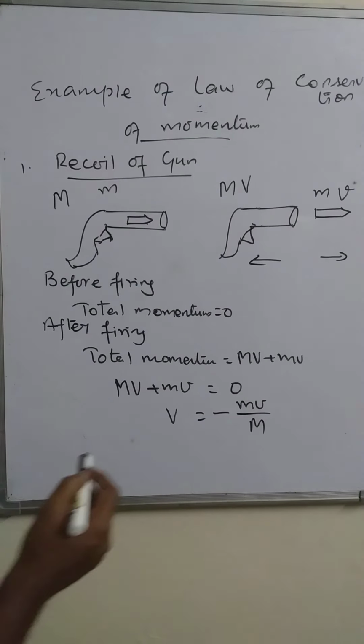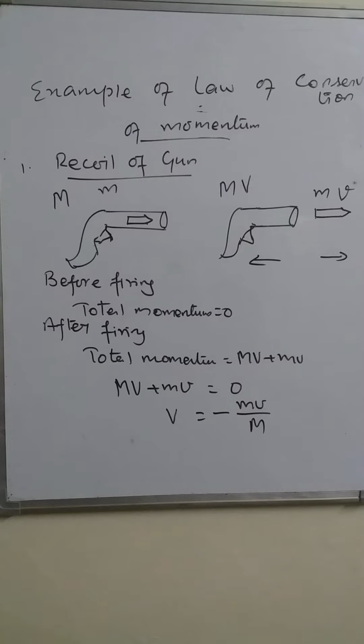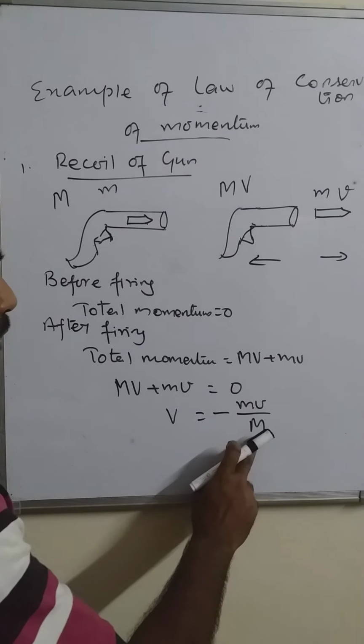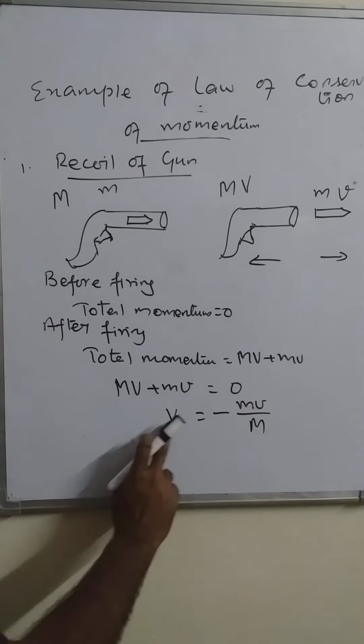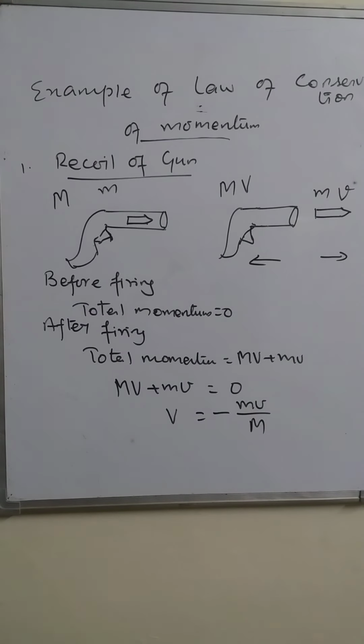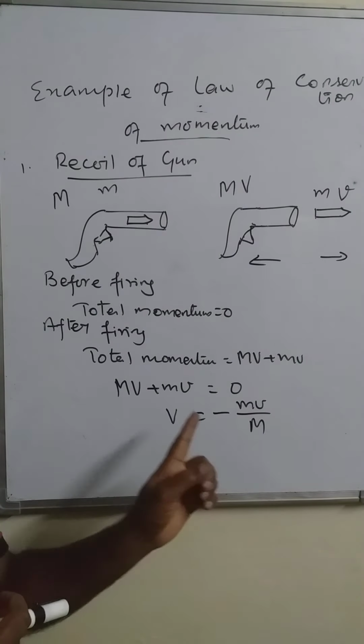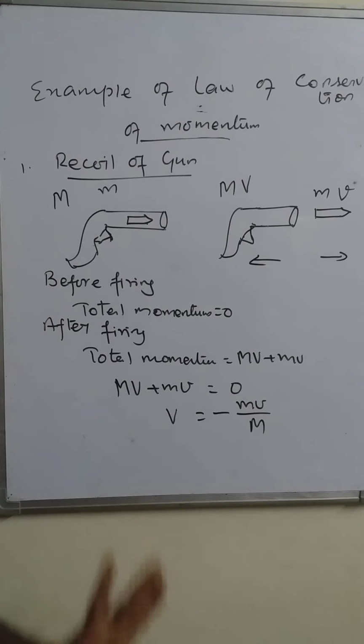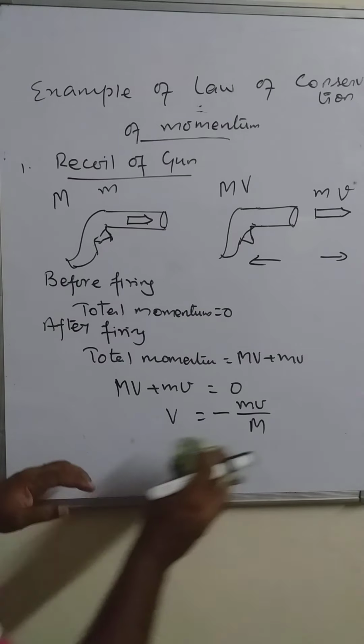So the velocity of that gun can be calculated by using this relation. The negative sign indicates only that the gun is moving in the backward direction. It will not affect the numerical value. This is one example. Now coming to another example.